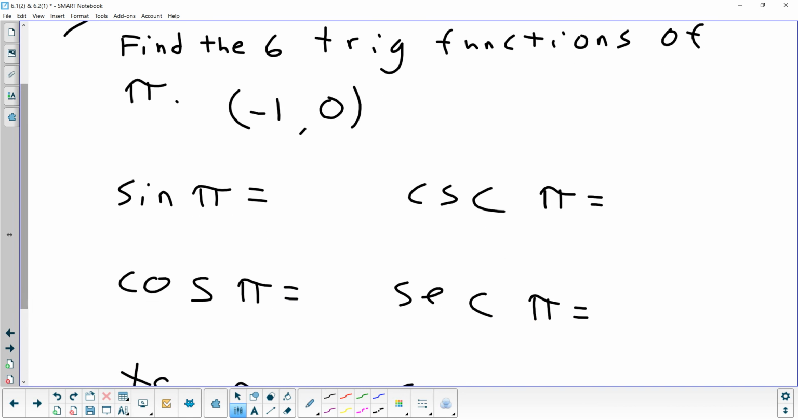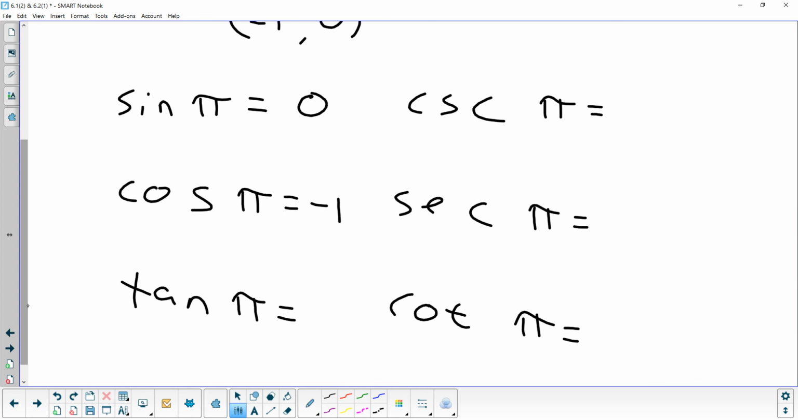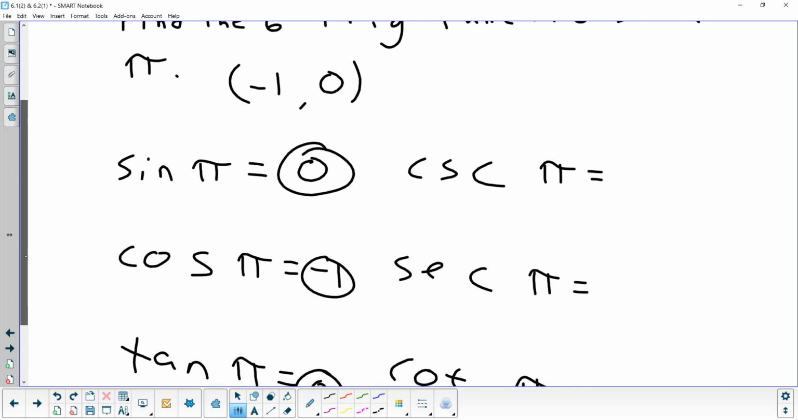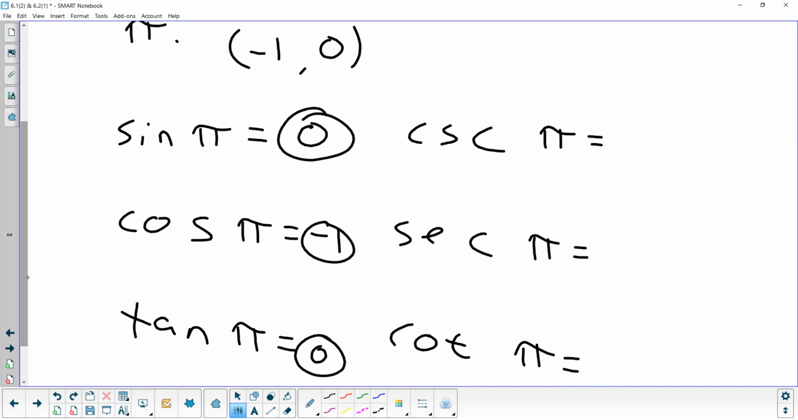I'll do the first 3. Y over x, what's 0 divided by -1? 0. We don't want to mix up 0 and undefined. Okay, 0 in the top is okay. Dividing by 0 is not. All right.